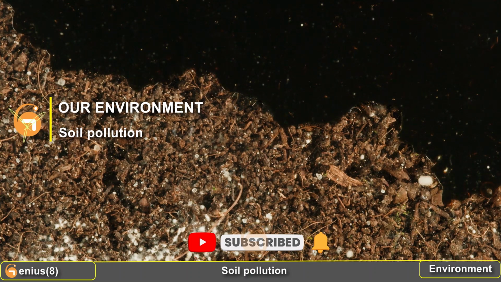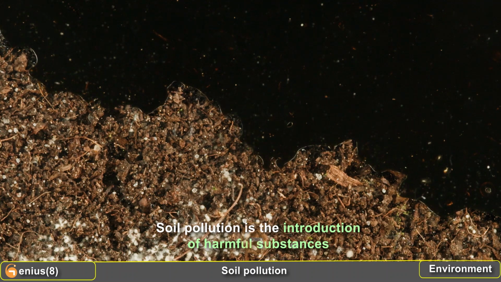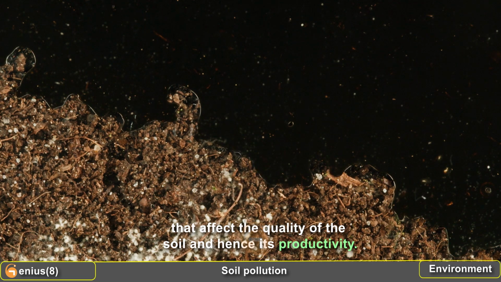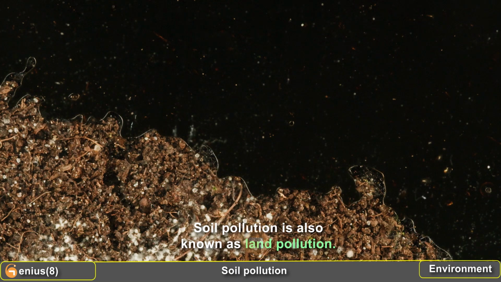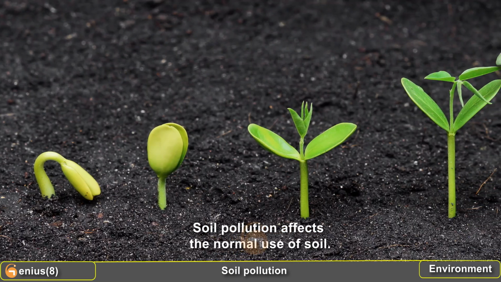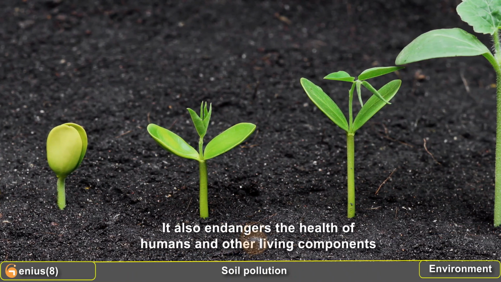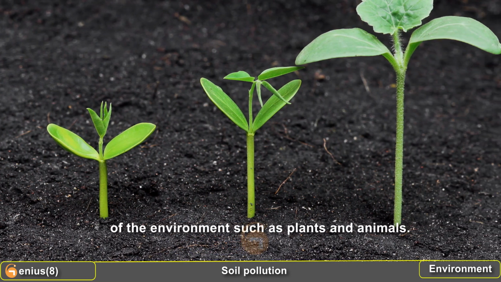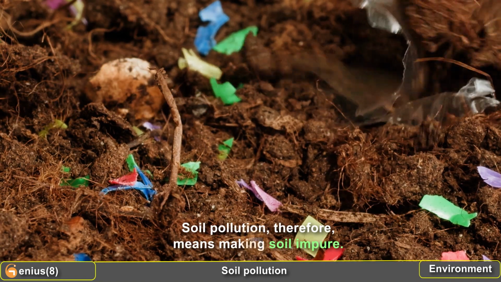Soil pollution. Soil pollution is the introduction of harmful substances that affect the quality of the soil and hence its productivity. Soil pollution is also known as land pollution. Soil pollution affects the normal use of soil. It also endangers the health of humans and other living components of the environment such as plants and animals. Soil pollution, therefore, means making soil impure.